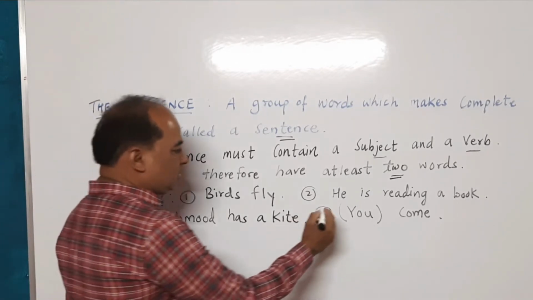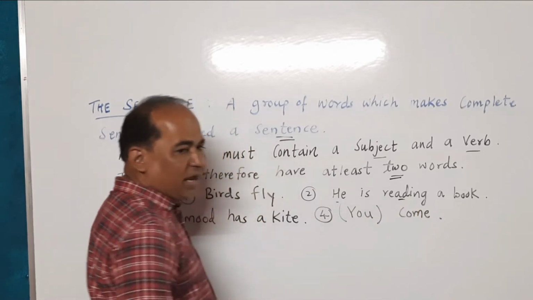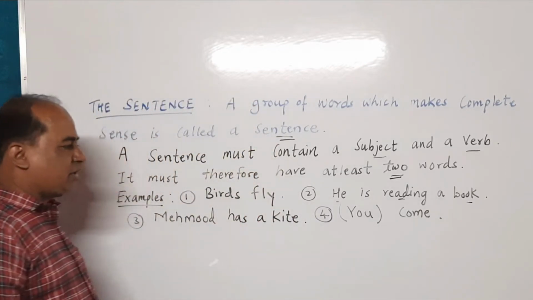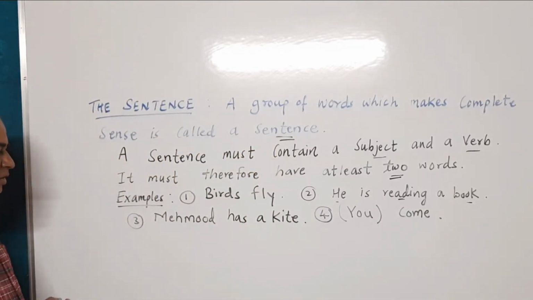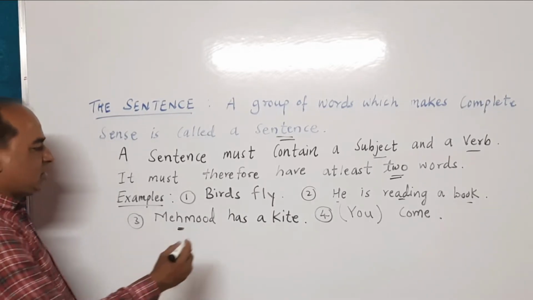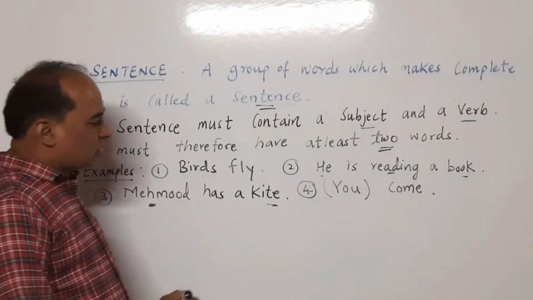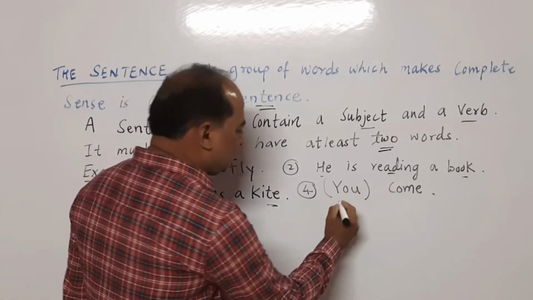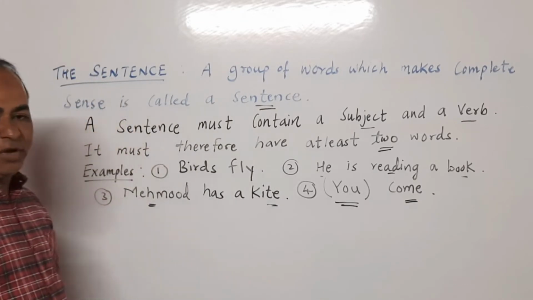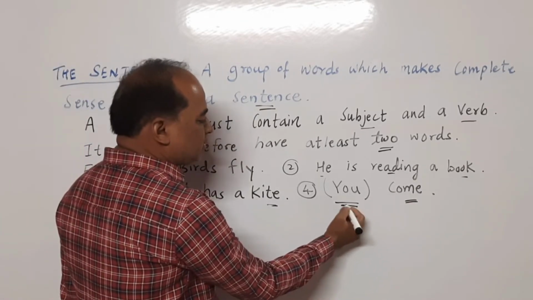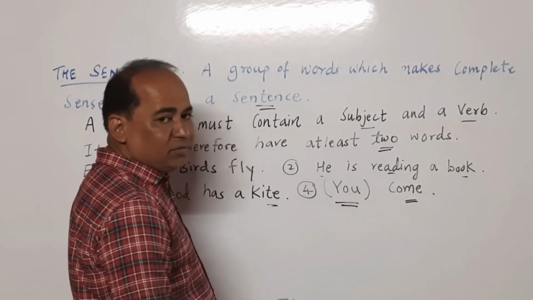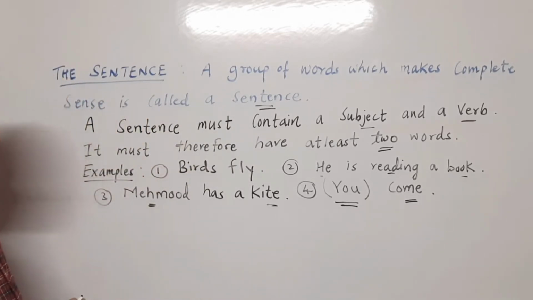He is reading a book. He, subject. Here reading, the action of reading, and the book is the object. So it is the sentence. Mahmud has a kite. So Mahmud, subject, has, he is having a kite, object. Fourth example, you come. Here subject is you and come is the verb. Sometimes the subject can be understood: he come, she come, I come. So subject can be understood here.